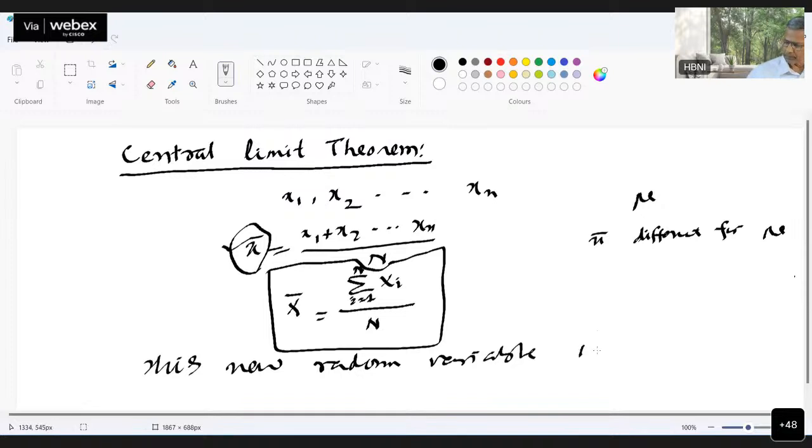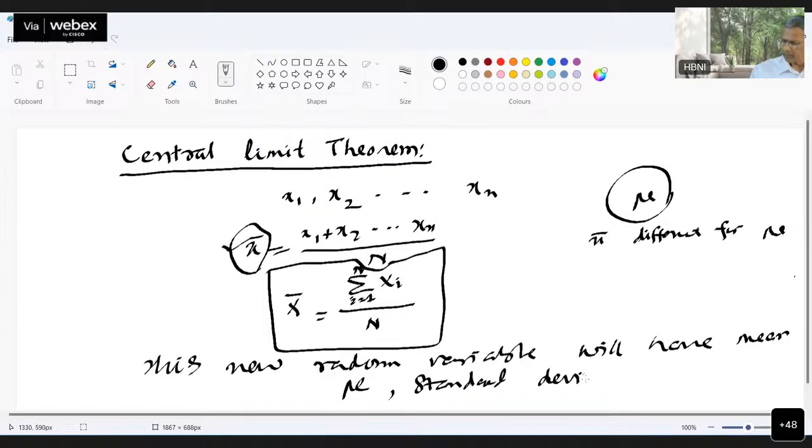will have a mean exactly what is the population mean. It will be mu, and its standard deviation, as we learned earlier, sigma by root n. Here n is the number of times you have done the sampling. This will be your result.